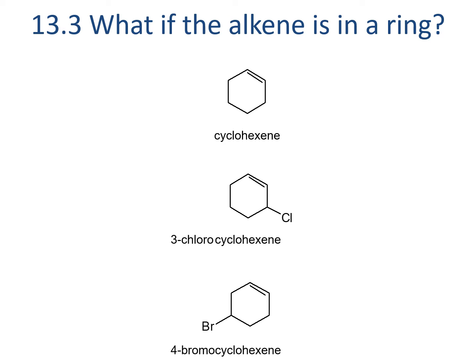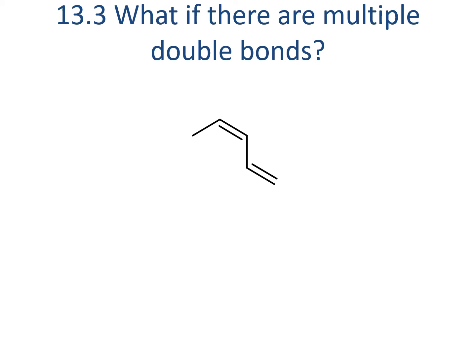The final molecule is 4-bromocyclohexene. The alkene is positions 1 and 2, but this time we number counterclockwise because it gives us a lower number for the bromine. We might also encounter situations where there are multiple double bonds in the same molecule. This is the case, for example, with polyunsaturated fats, an essential part of the human diet. Just like when we had multiple side chains of the same type, we'll use the Latin prefixes di, tri, tetra, and so on. So this would be a diene because it has 2 alkenes.